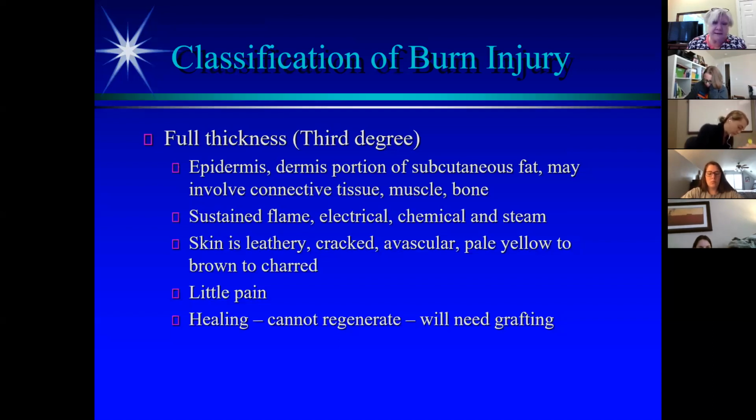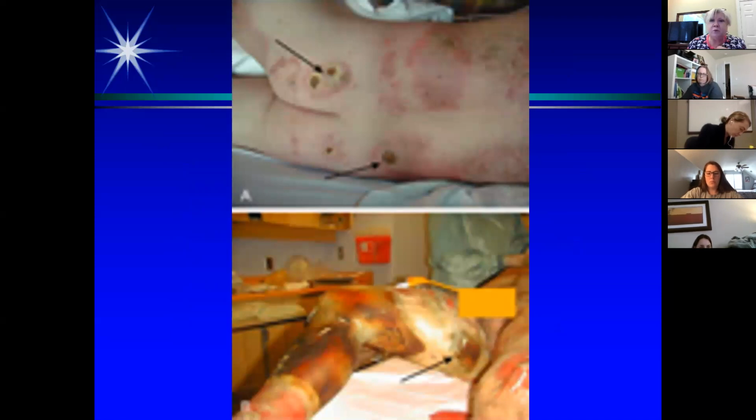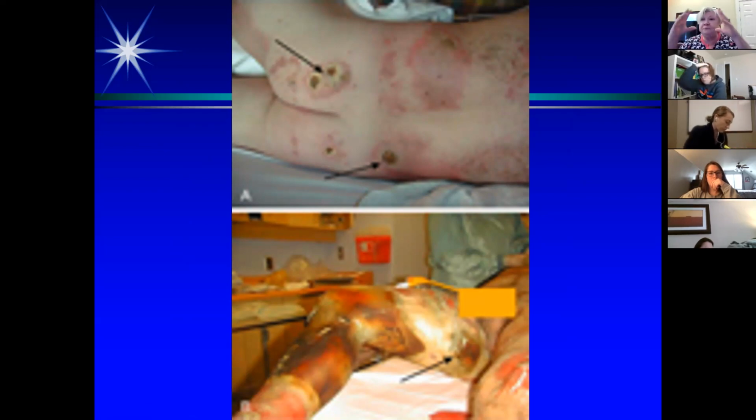Now, in the next picture, when you look at this top slide, this pink area around here is probably partial thickness burns. But these are the full thickness burn areas right here. So typically people don't always have just a full thickness burn. There could be partial thickness, which is very painful, that surrounds a full thickness area that got more of a sustained burn.